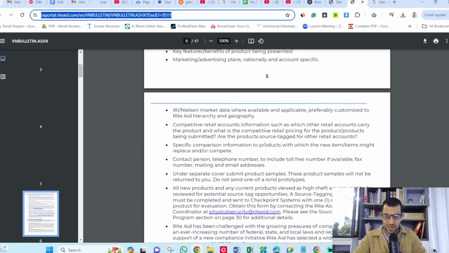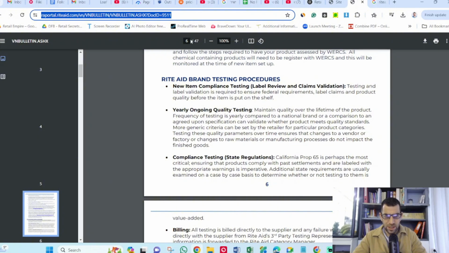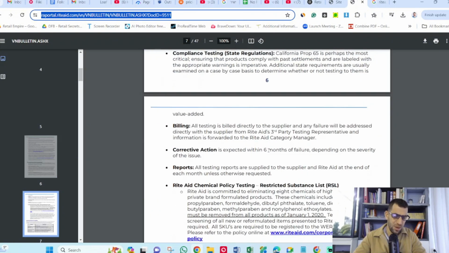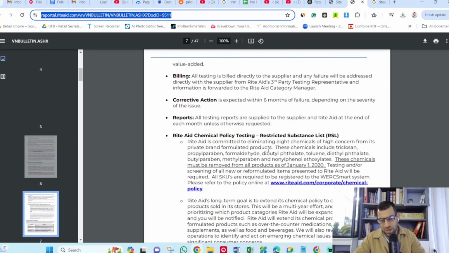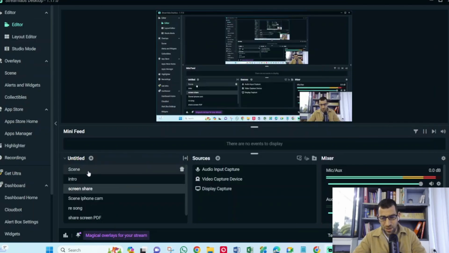Now, as you can see here, this is page 6 out of 47 pages. I'm not going to read 47 pages. This is way too long and tiring. I used to read those files, and you know what? It took me hours.